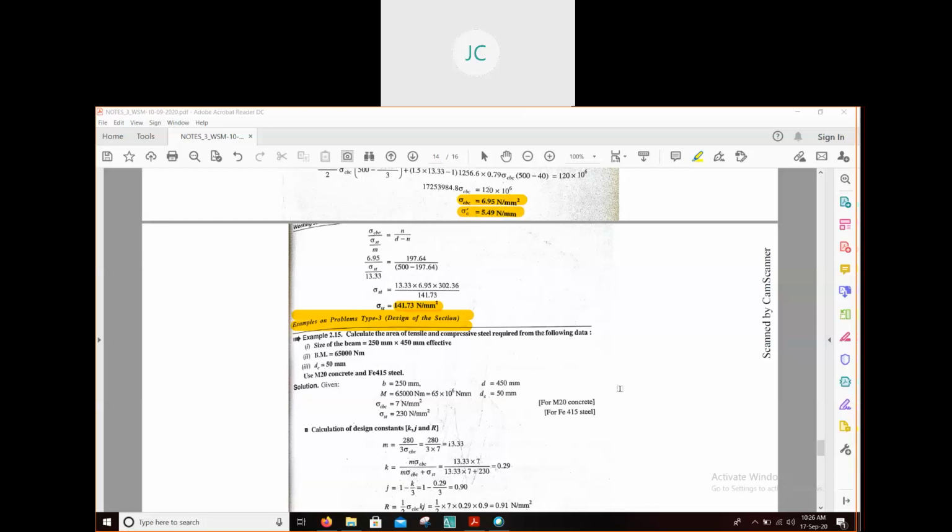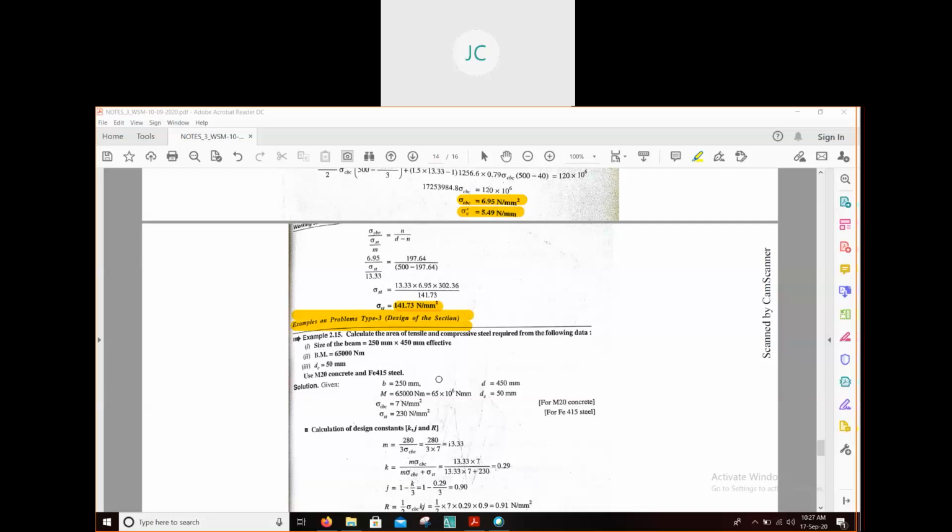Yes, sir. Okay. So this is the most important type of problem, which is our design of the section. You see the question: calculate the area of tensile and compressive steel required for the following data. That means we have to find out the amount of steel. How much steel we will provide in the tension zone and how much in the compression zone, we have to find out from the given data.